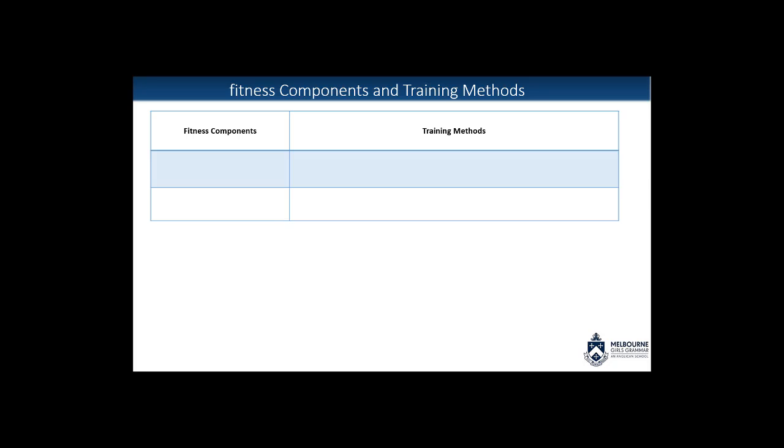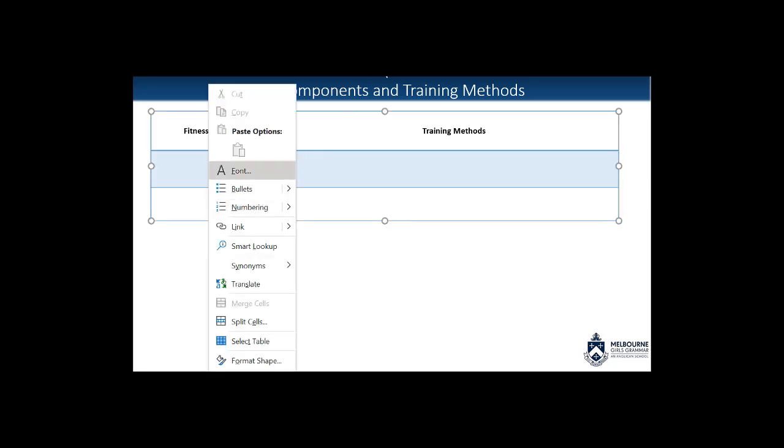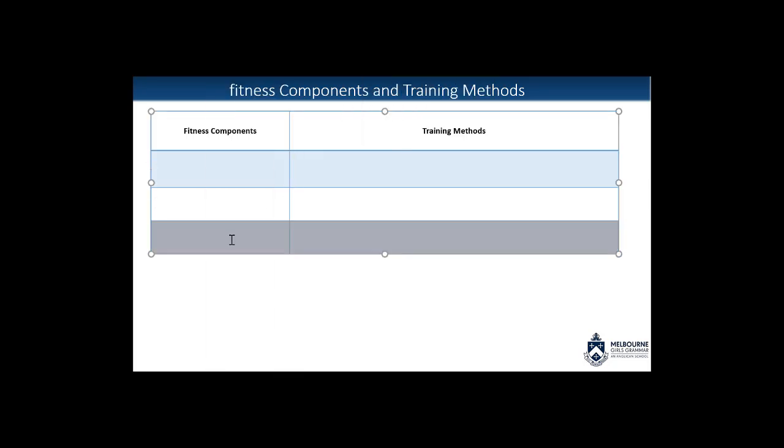But anyway, if you're completing a table, you might like to start by writing your fitness components. So your 3 fitness components. Under there, we'll just insert a row below. So write your 3 fitness components here and brainstorm all the possible training methods that you could do.